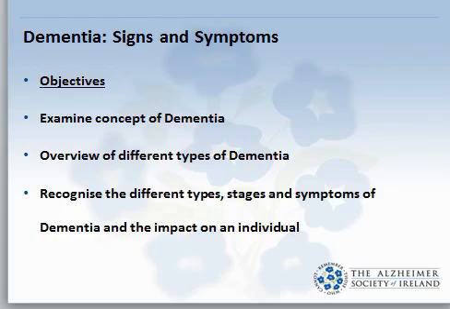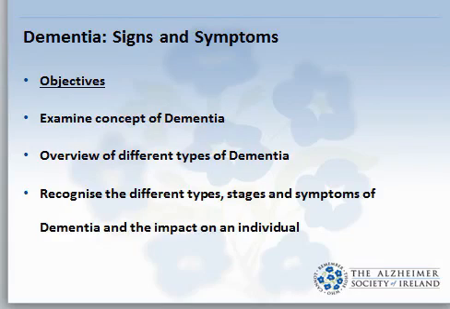It's important to say that dementia is a very personal experience, and it does vary from person to person. So no two dementias really are the same. It's important to recognize that. There's no blueprint, if you like, for dementia.